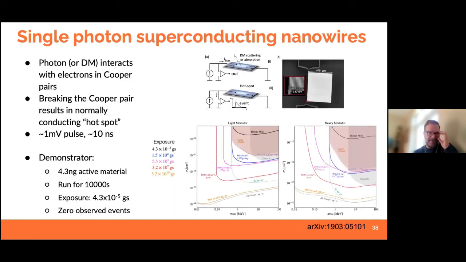And I just wanted to show this here. There's a prototype that is using single photon superconducting nanowires. And the idea here is that the photon or the dark matter interacts with electrons in a Cooper pair, and it breaks the Cooper pair. And that basically, all of a sudden you have a small resistance that you can measure. These are very small signals, so 1 millivolt pulse for 10 nanoseconds.